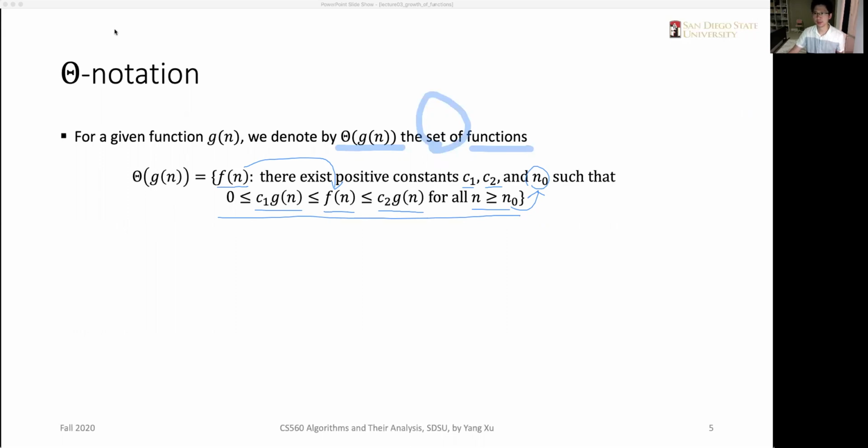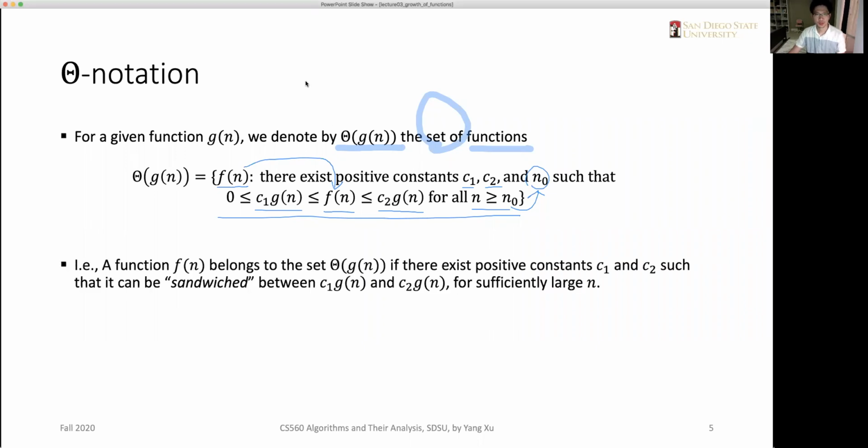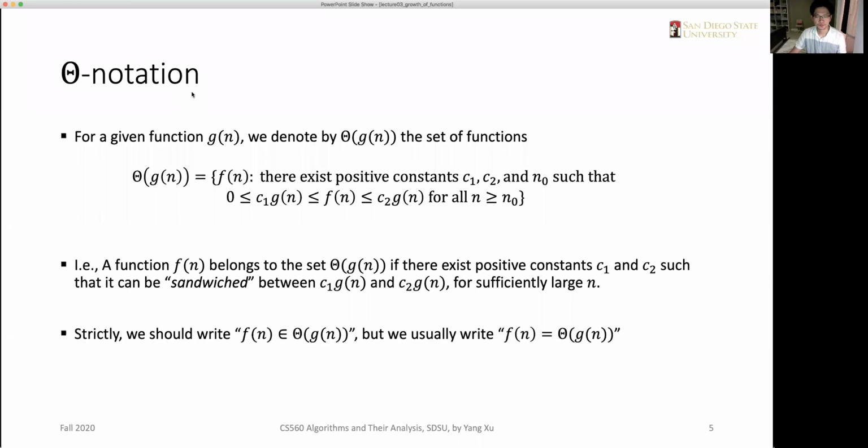This is a very abstract and formal language in mathematics. These sets describe functions that satisfy such a property. It can be sandwiched between c1 times g of n and c2 times g of n, as long as n is sufficiently big, bigger than some threshold. Because big theta of g of n is a set, strictly speaking we should write that some particular function f of n belongs to such a set or is in the set. But usually we use the equal sign to simplify the writing.